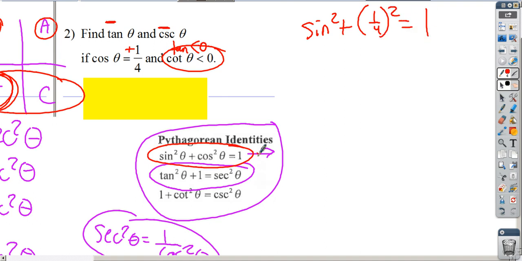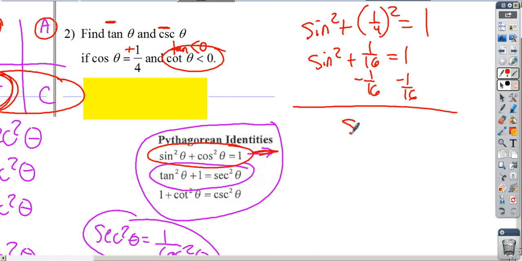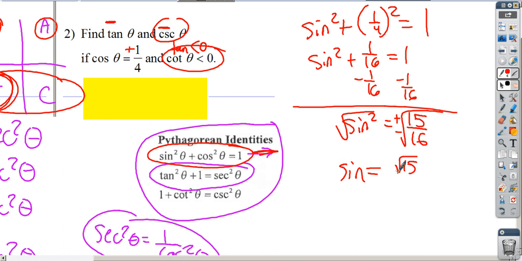And that's equal to 1, coming from this Pythagorean identity. So we're going to get sine squared plus 1/4 squared, which is 1/16. Let's subtract 1/16 from both sides. So we get sine squared equals 1 minus 1/16, which is 15/16. And then we'll root that and put a plus or minus in front. We already know it's going to be minus because for sine we calculated that up here by using All Students Take Calculus. So sine is equal to root 15 over 4, and it should be negative because we decided that we're in quadrant 4, and that's what Q4 means right there.